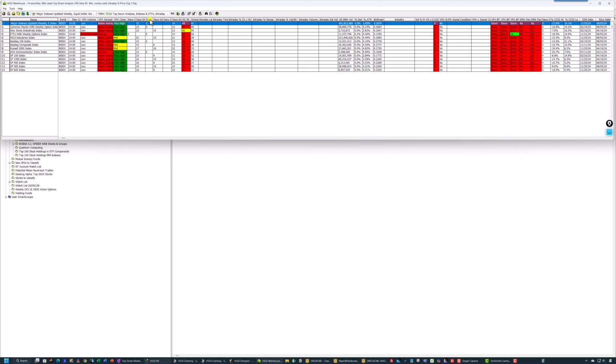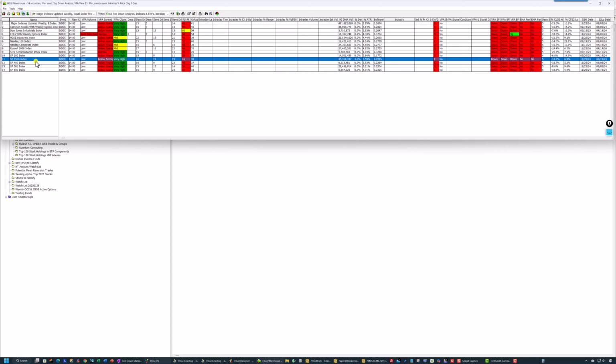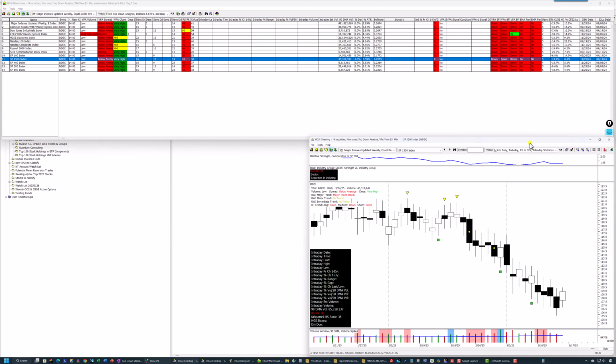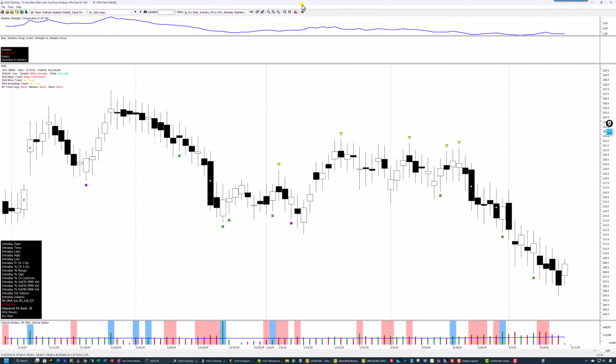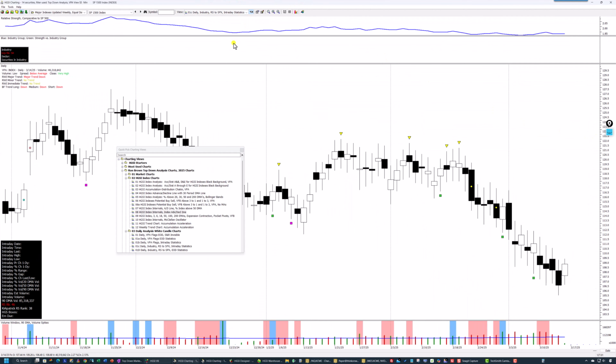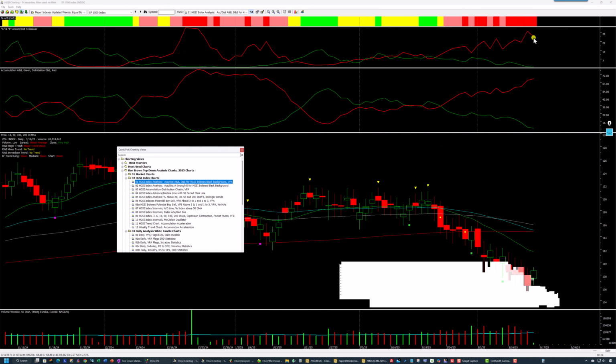We don't have intraday information on the views, but these have been recalculated with the correct prices. So let's go back to the S&P 1500. I'll bring up a chart here. And just very quickly, I'm not going to spend a lot of time on this. I'm going to go to my HGSI market charts, and you can see how it's changing.